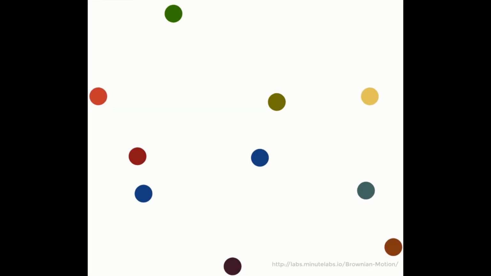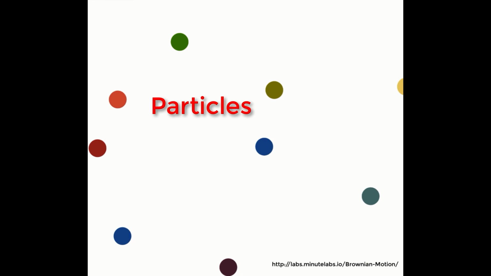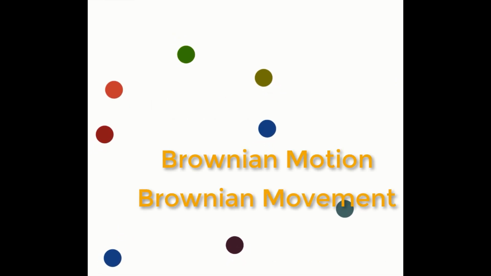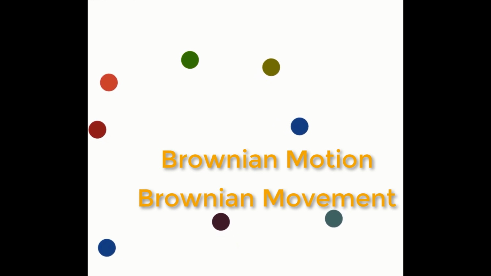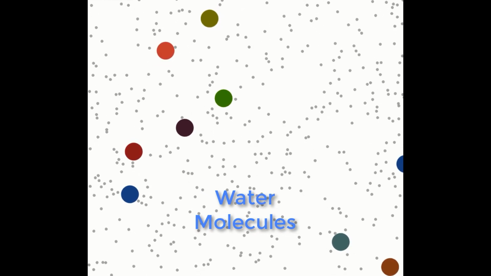One of the fundamental concepts underlying diffusion of particles is a phenomenon called Brownian motion, also known as Brownian movement. This is caused by the random motion of the medium that the particles are in. For example, water molecules will impinge on the larger particles, causing them to move in random directions.